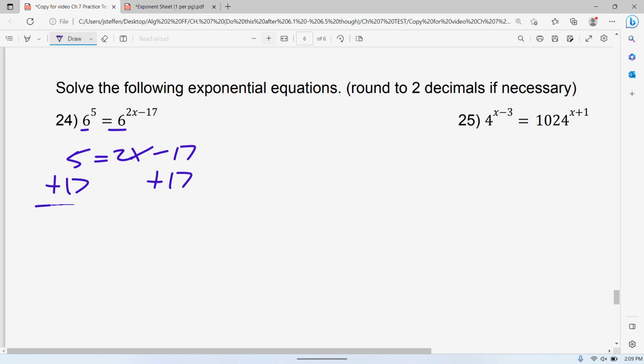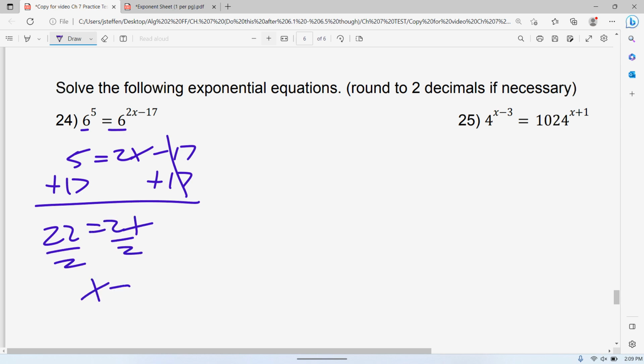Solve that: add 17, then divide both sides by 2, and you get x is equal to 11. Now again, there is a way you can do the log of both sides. Log of 6 to the 5th is equal to, then take the log of the other side, 2x minus 17.